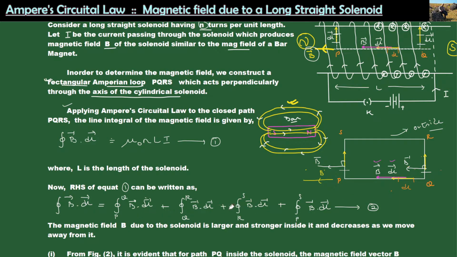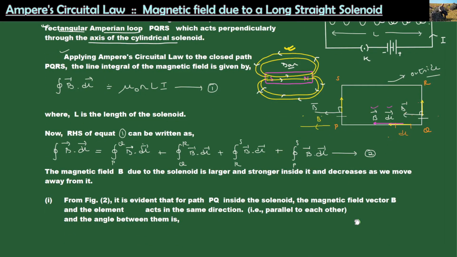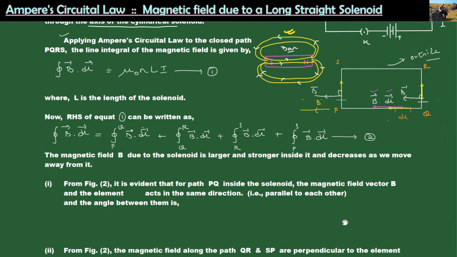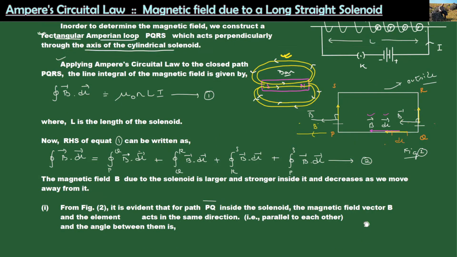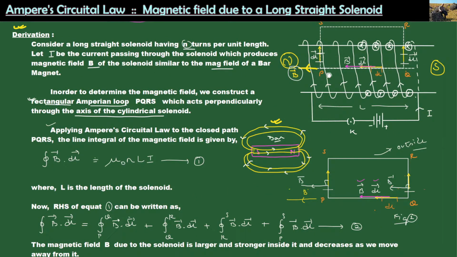So from all these four contributions, you have to find the magnetic field. It is obvious that the magnetic field due to all those contributions should be found out. From this figure, if I name the earlier one as figure 1 and this as figure 2, then when you look at figure 2, the part PQ is inside the solenoid.